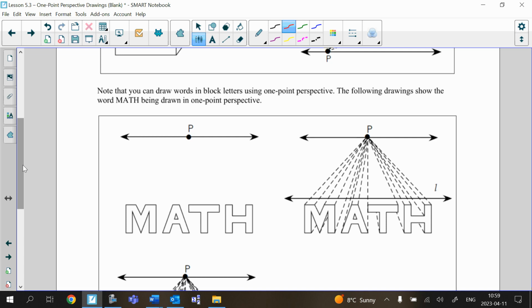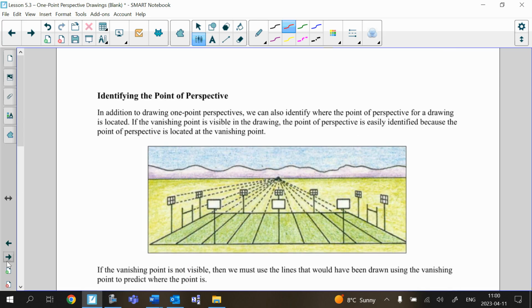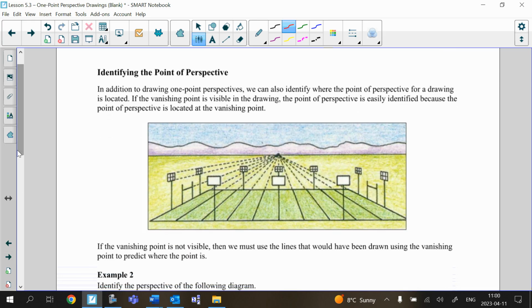What about if we went the other way? What if you were given a three-dimensional drawing and you were asked to find the vanishing point? Here, when we draw the three dimensions, we create the vanishing point. But here, what if you have something like this? And remember, vanishing point and point of perspective mean the same thing. So here we have, it looks like a soccer field with lights.